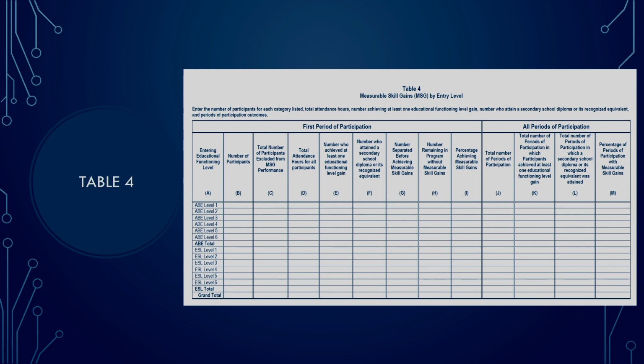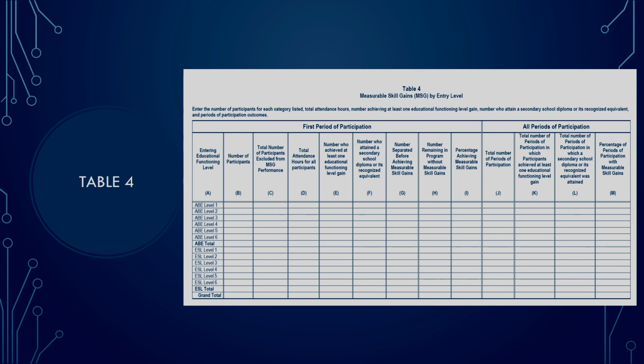Column E is where we take a look at our first MSG. As you can see, the title is the number who achieved at least one educational functioning level gain. And the way it's calculated is as long as a student earns that EFL, they'll be put into this column. Again, the EFL is whether a pre-post test, number of Carnegie units, or number of credits earned within a year, or exit from adult education and enroll into post-secondary within the program year. So if they do any one of those, they'll be categorized in column E.